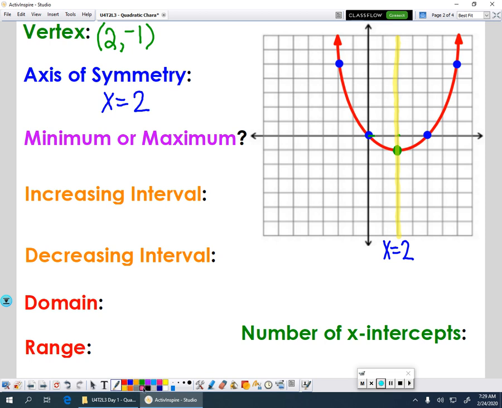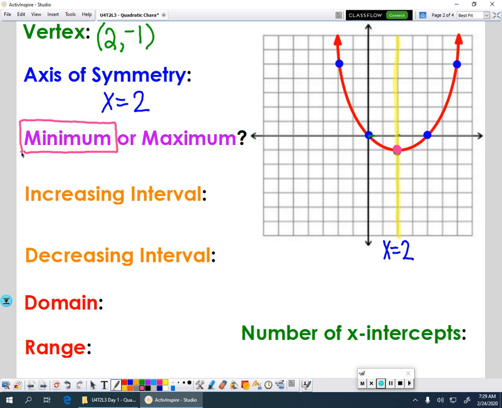All right, we need to talk about whether it's a minimum or a maximum. Our vertex here, is this our highest point or the lowest point of our parabola? Well, if we think of it like a bowl or a valley, the vertex is at the very, very bottom of it. So we would say this point is a minimum.